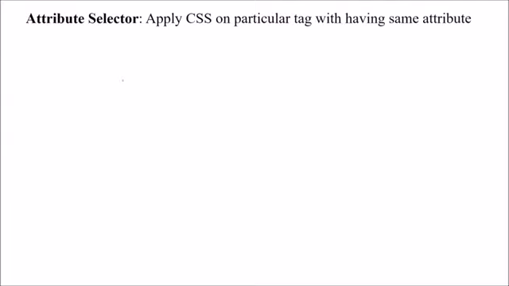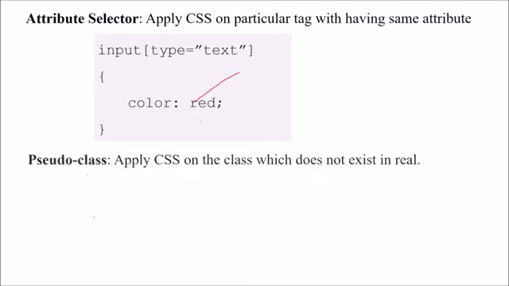Then attribute selector, you can apply CSS on a particular tag which has the same attribute. So all these having input as text will be colored red. Pseudo class, you apply CSS on a class which does not exist in real, like hovering. If it hovers, then you color red, otherwise not.